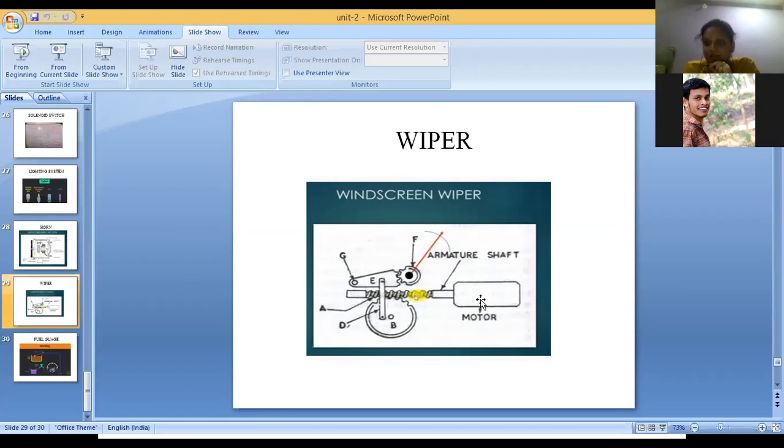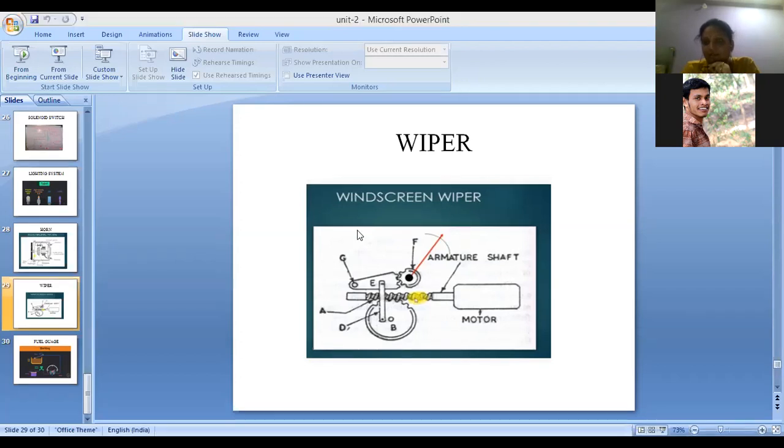This motor will rotate. This is a circular, rotary motion. From here, it is getting translated to this, but it will just move in arcs like this. When it is moving in an arc, this is also moving. When this moves, the wiper will also start moving. So this is how your car wiper will move.